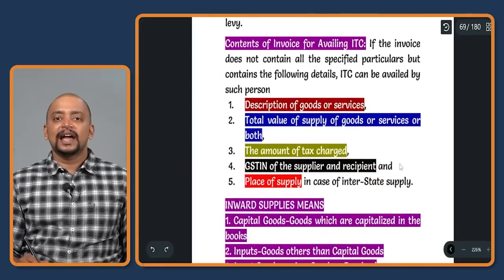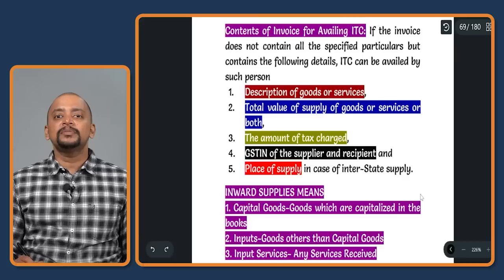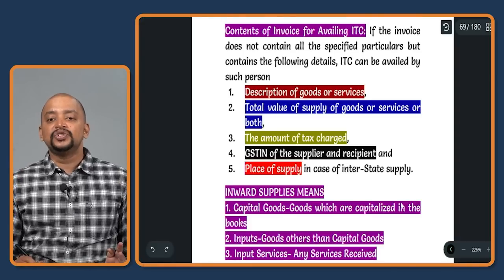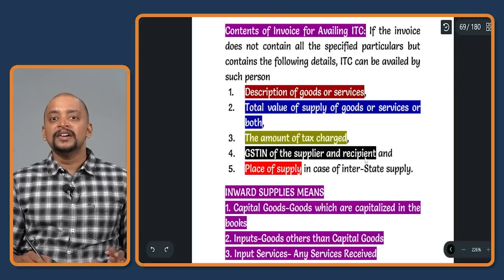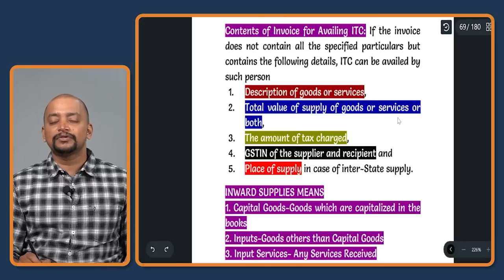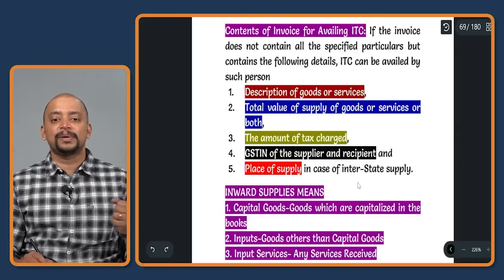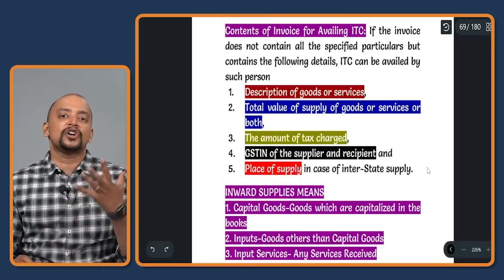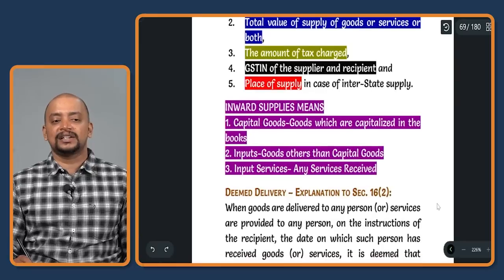So whether a document containing minimum details will be called as a tax invoice. Yes. So what are the minimum details that should be present? It should contain description of goods or services, GSTN of supplier and recipient, value and tax, and then place of supply. So total 5: description, value of supply of goods or services, GST, GSTN of the supplier and recipient, place of supply in case of interstate supply. These 5 details, if it is there in a document, that document will be called as a tax invoice.